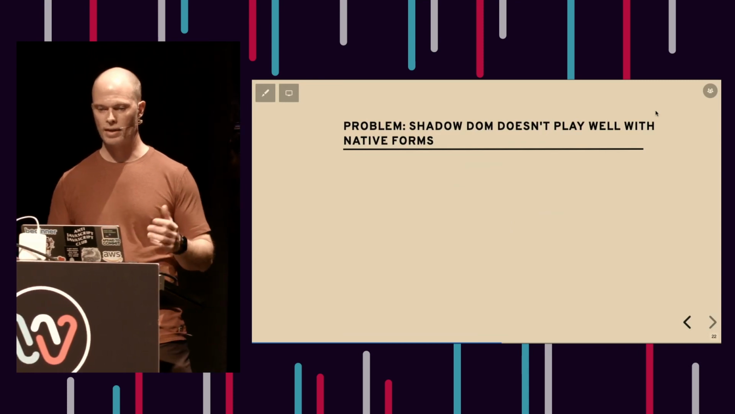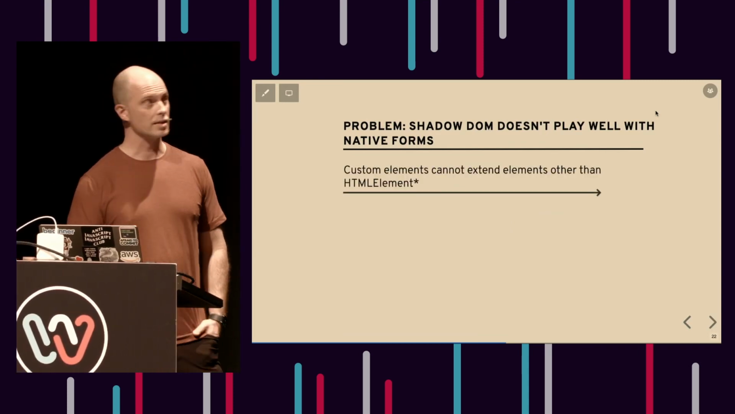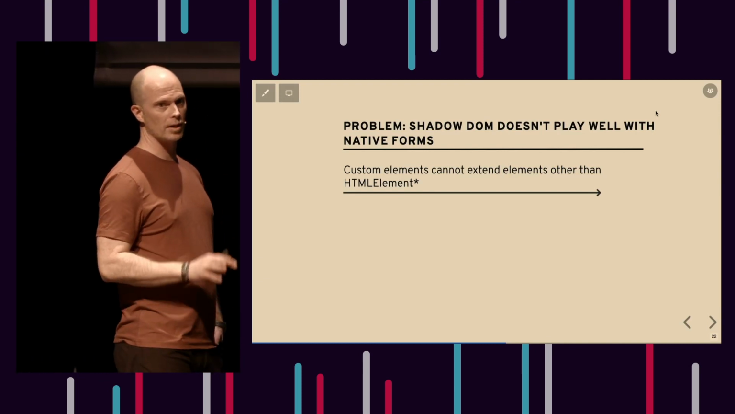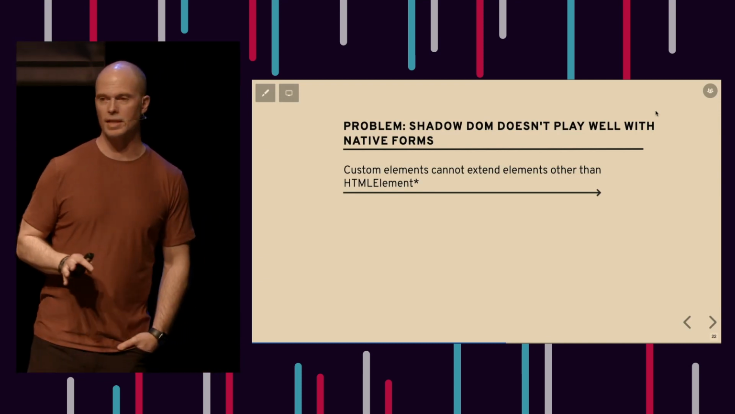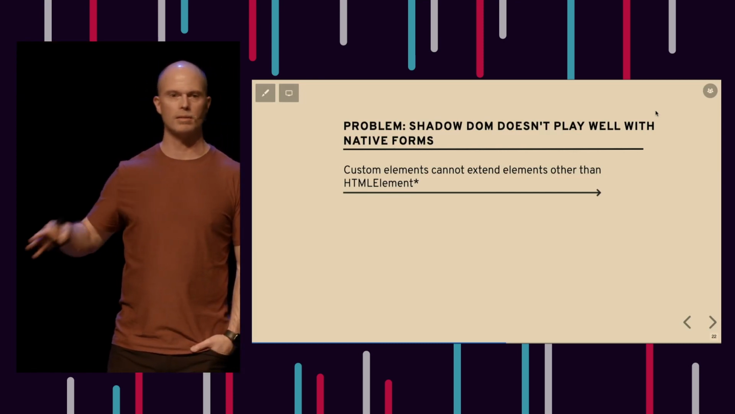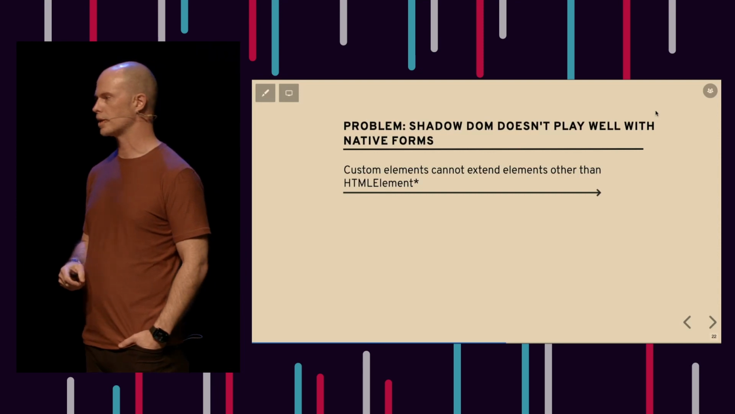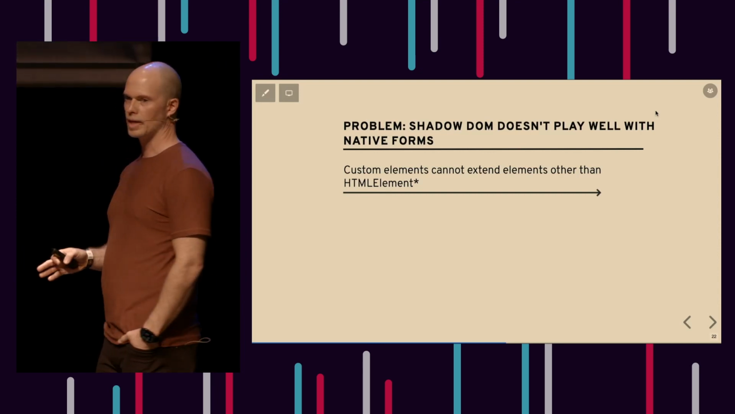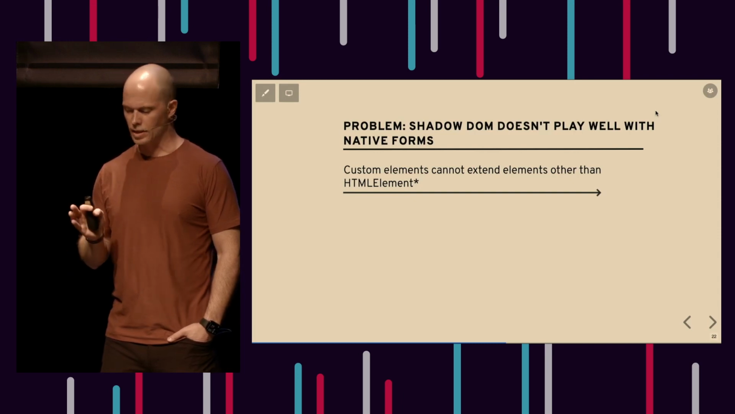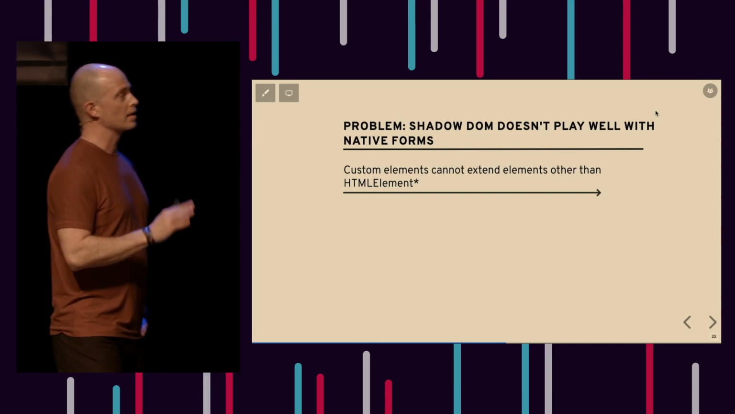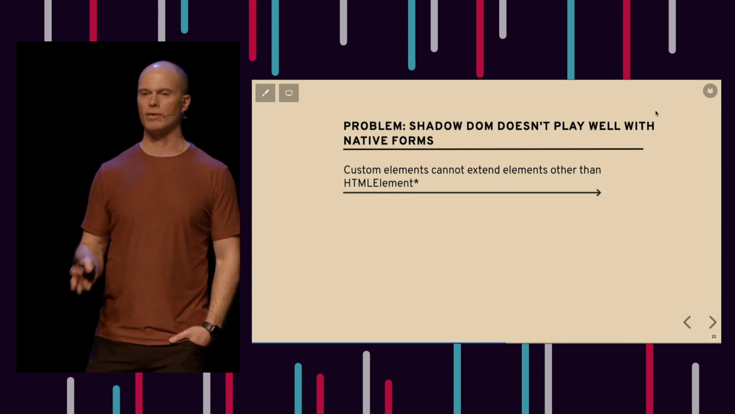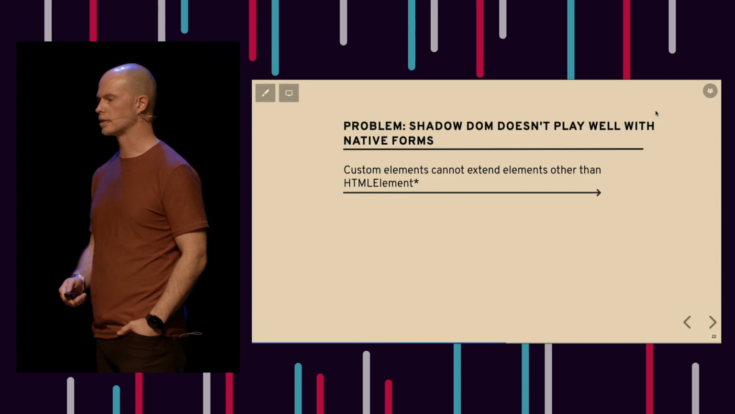All right. The other issue with the shadow DOM is it doesn't play well with native forms. So when you're building a custom element, what you want to do is always extend from HTML element, or extend from a base class that has HTML element somewhere in its inheritance tree. The reason that you want to do that is because Apple won't let us have nice things. Wait, did I say that? Yeah, I did say that. Apple will not implement the specification that would allow you to extend from other elements. It will only allow you to extend from HTML element.